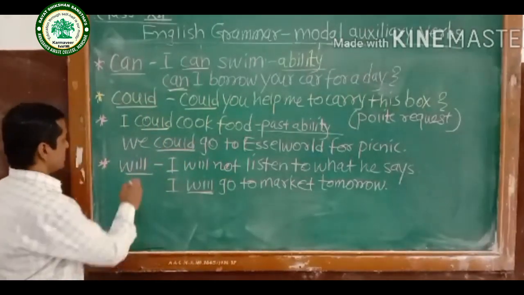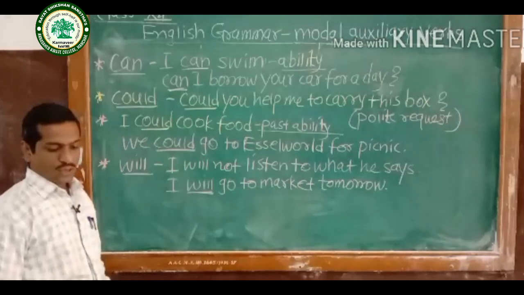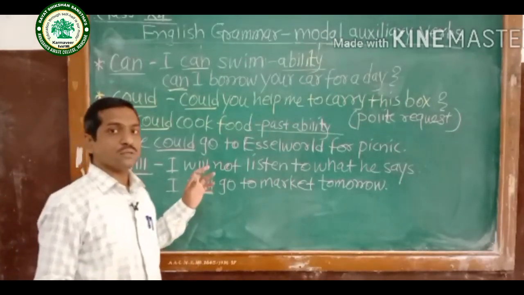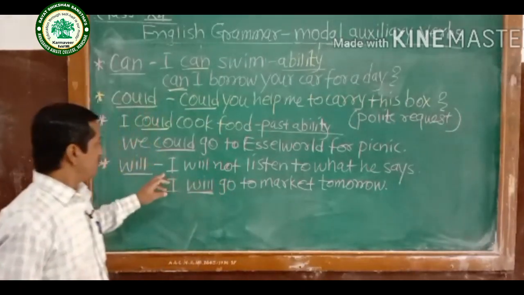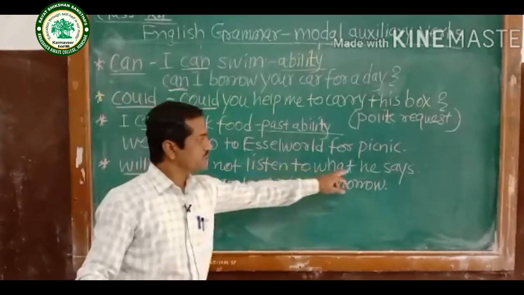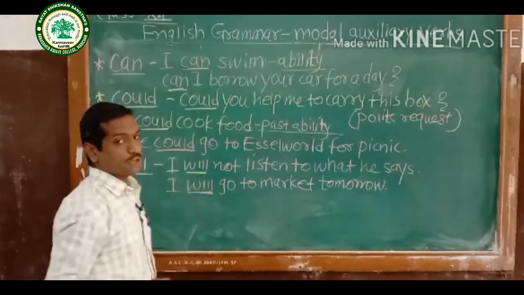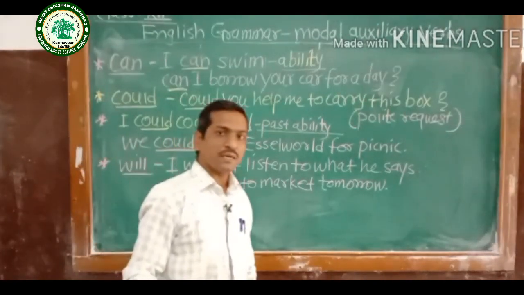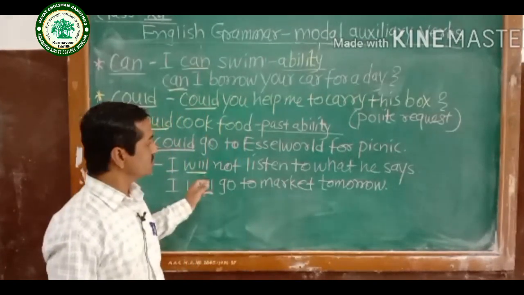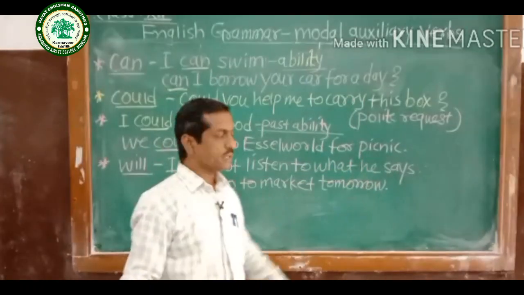Now the next is will. Will, as we know, we use in future tenses. I will not listen to what he says. Here, will expresses determination, that I have already decided that I am not going to listen to what he says.